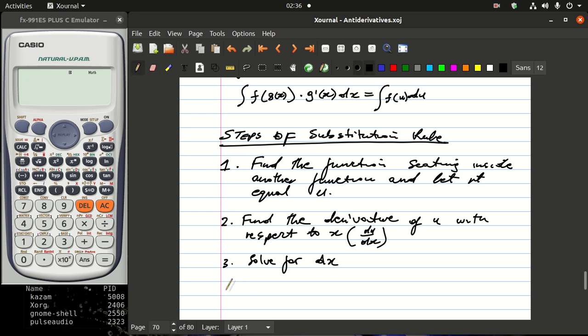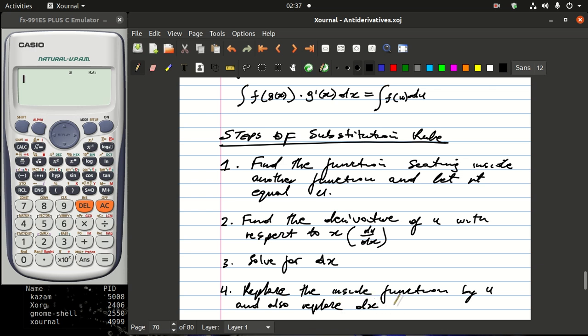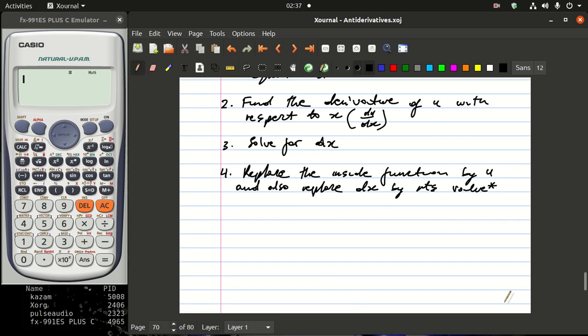And then the fourth step is saying this: replace the inside function by u, and also replace dx by its value, or expression. Let me put a star there.